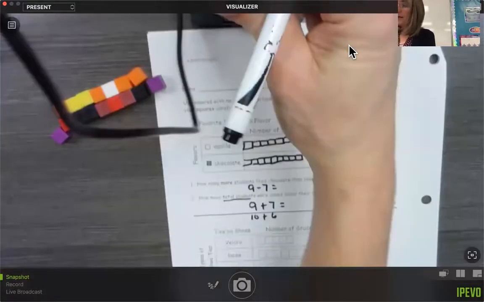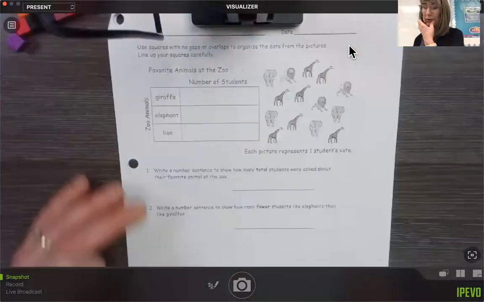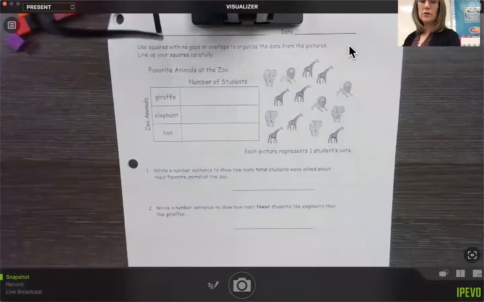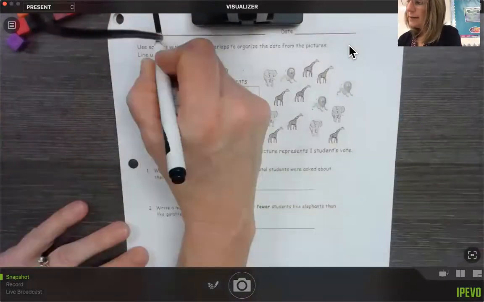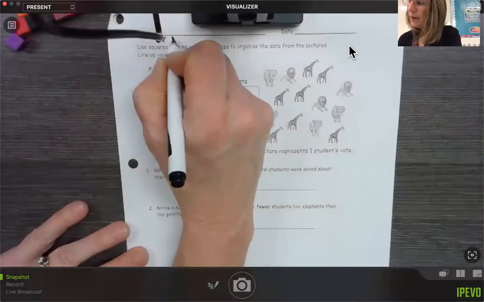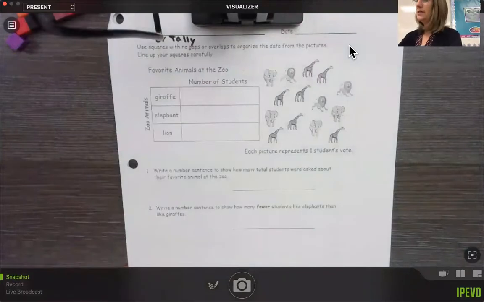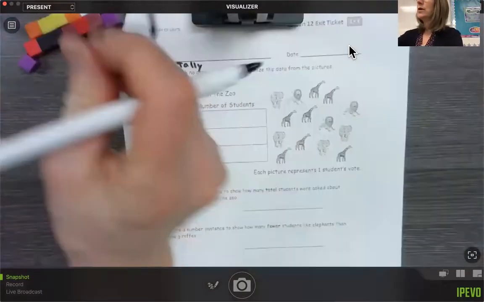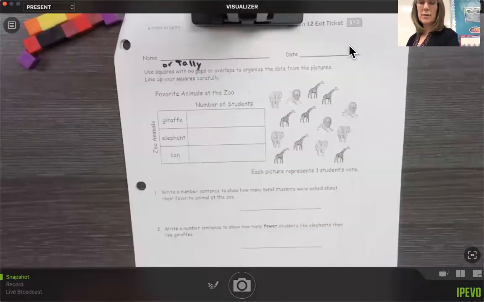Okay, this is our exit ticket today. So it says use squares. I'm going to say you can either use squares or tallies. Okay, I don't care which one you use. If squares is easy for you, like I just showed you, use squares. If you'd rather use tally marks, then use tally marks.